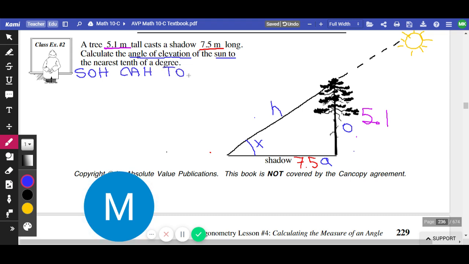SOHCAHTOA. I put a check under S, C, and T, and I put checks under the things I know, which are O and A. That tells me which one I need to use.